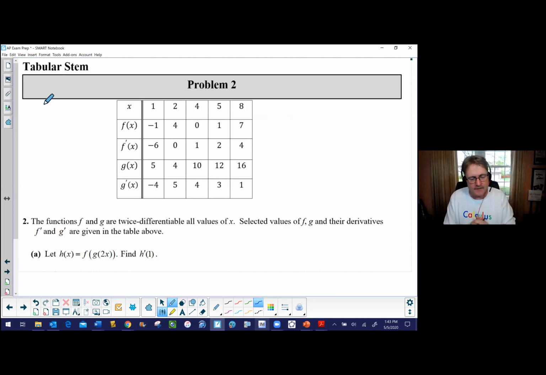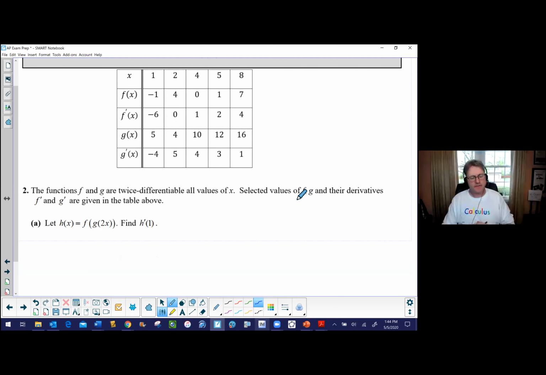So we have f and g are twice differentiable for all values of x, and selected values of f and g and their derivatives f prime and g prime are given in this table. We're going to let h of x be f of g of 2x, and our job is to find h prime of 1. All right, so how do you take the derivative of h of x if it's this horrible looking monstrosity that you see in front of you, this f of g of 2x?